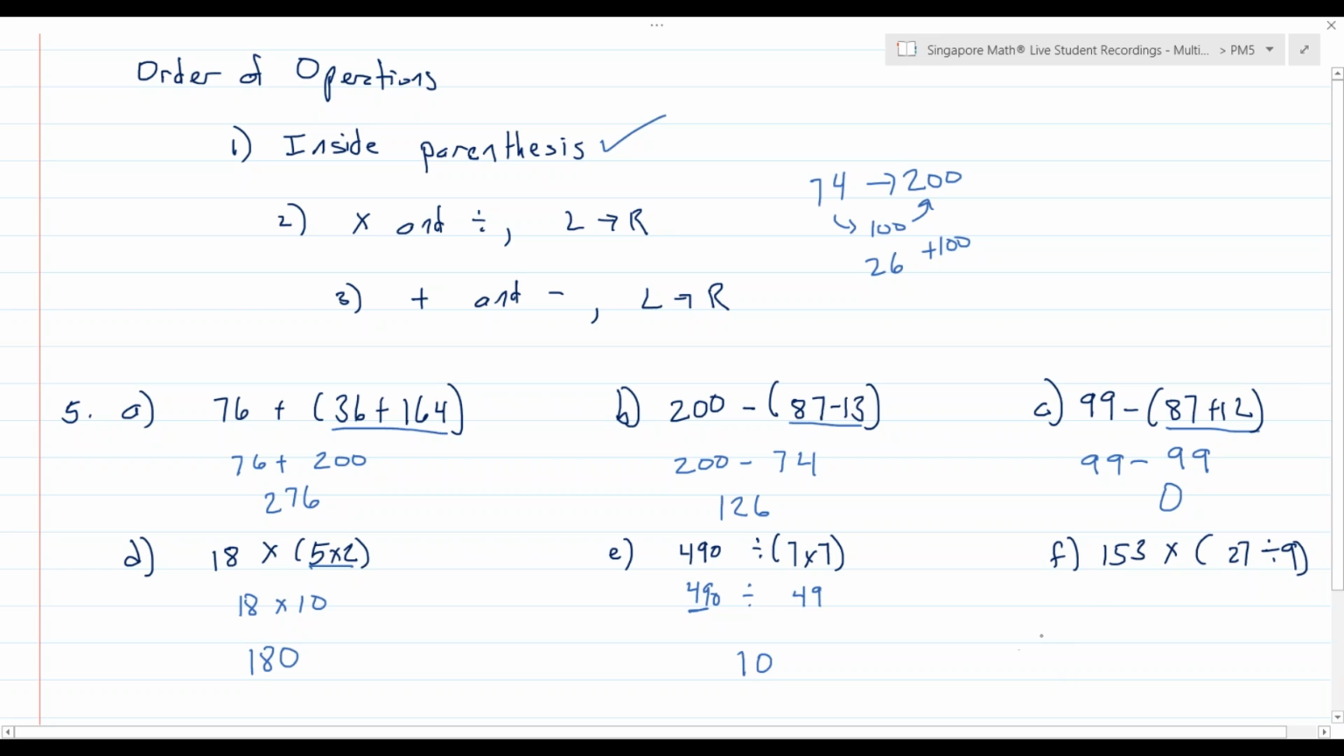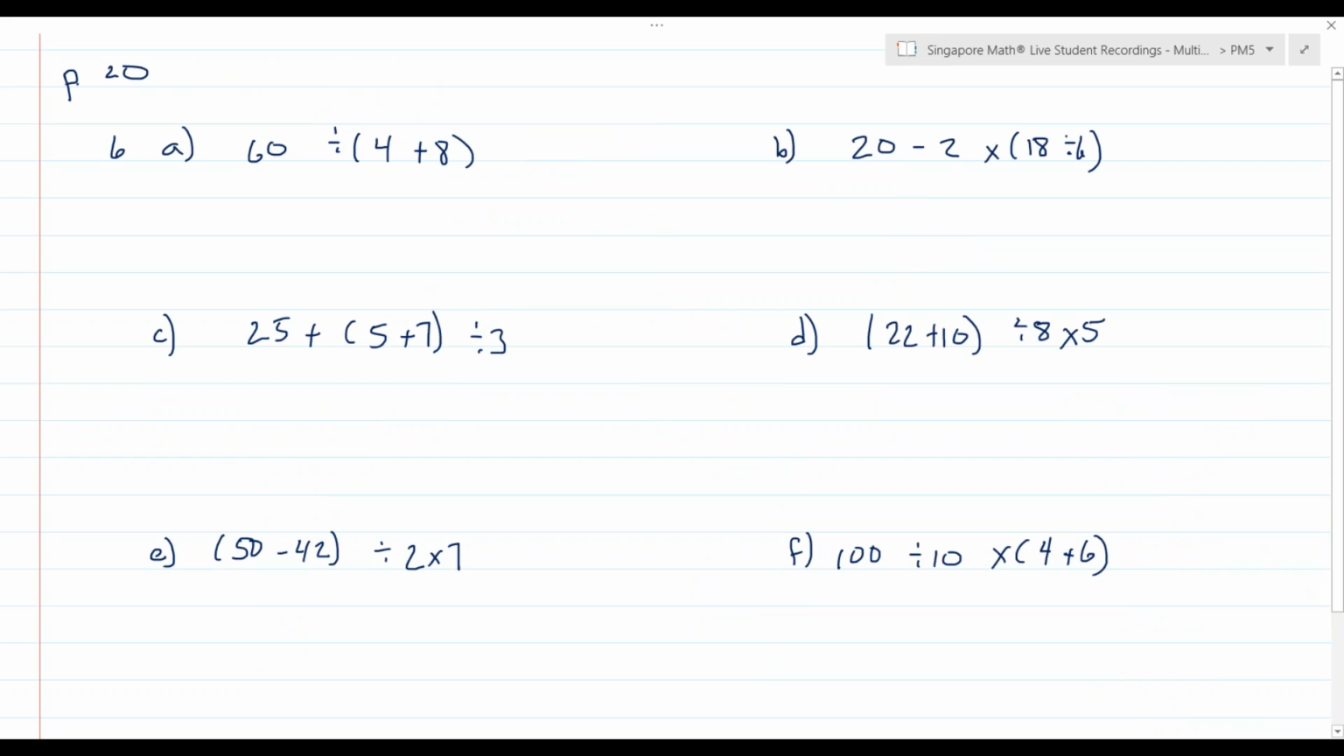Last problem on this set, 153 times 27 divided by 9 is 3. That's going to give me 300 and 150 and 9, which is 459. You are most welcome to write it vertically if you'd like, but it is probably just as quick to think about having 3 hundreds, 3 50s, and 3 3s. One more practice set on page 20 with the order of operations using parentheses.